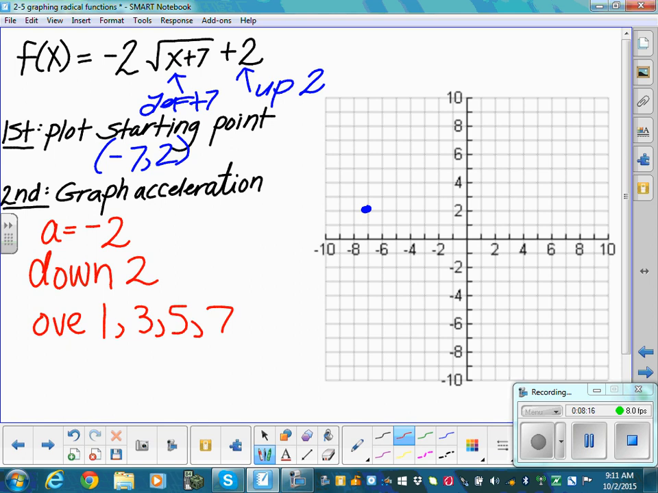Down 2 over 1, 3, 5, 7. So down 1, 2. We always work to the right. Over 1. So I just did that. Now I'm going to go down 2 over 3. Down 1, 2 over 1, 2, 3. And then we go down 1, 2 over 1, 2, 3, 4, 5. And then down 1, 2 over 7. 1, 2, 3, 4, 5, 6, and 7.